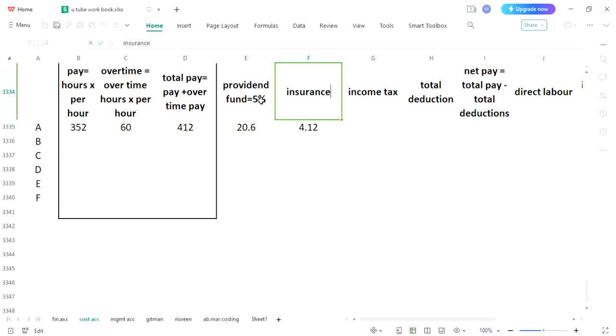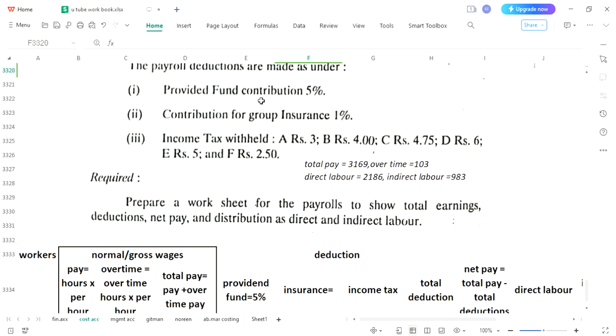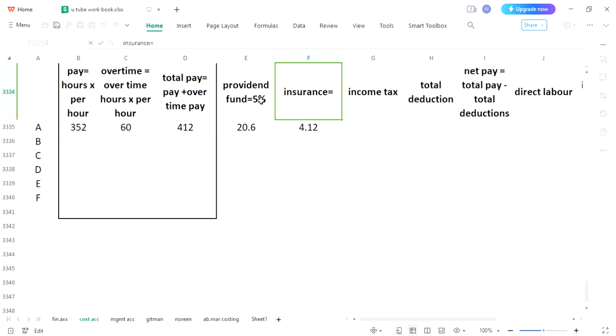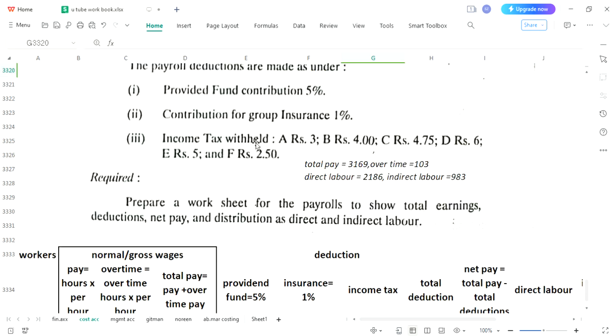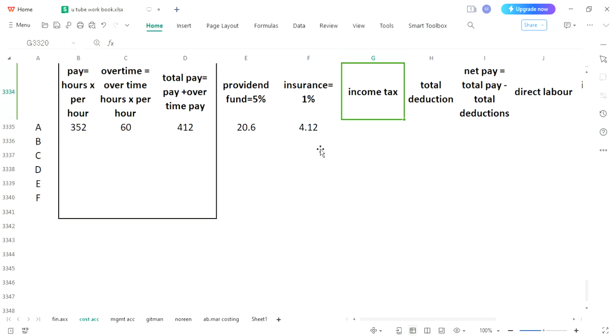Insurance is 1%. So let's note it down, 1% insurance. Income tax is separate. For that we'll have to take reference from the question as well. Income tax withheld for A is 3 rupees. Directly we can write.